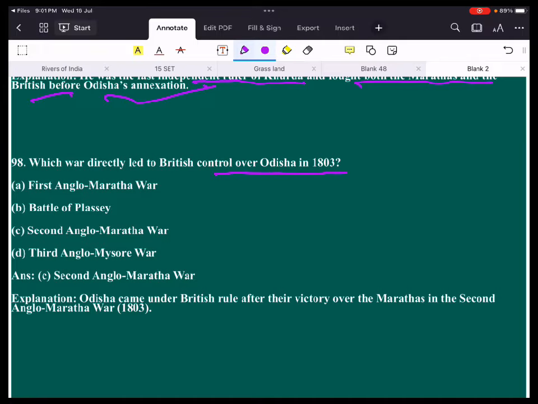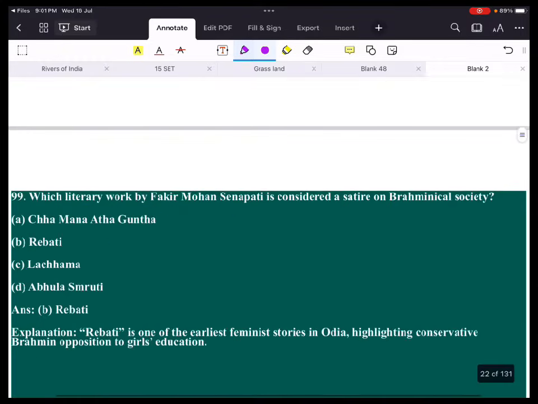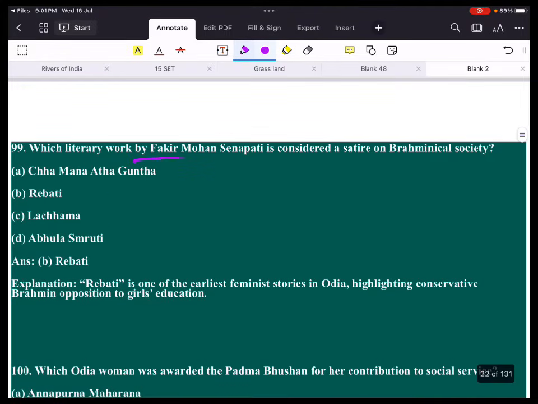It is the Second Anglo-Maratha War. Option C. Odisha came under British rule after the victory over the Marathas in the Second Anglo-Maratha War in 1803. Which literary work by Fakir Mohan Senapati is considered a satire on Brahmanical society? That is Revati. Option B. Revati is one of the earliest feminist stories in Odia, highlighting conservative Brahmin opposition to girls' education.